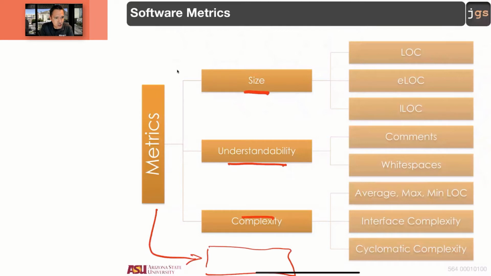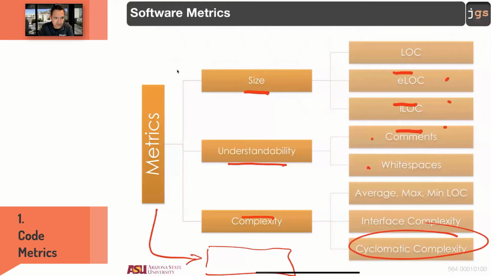For the source code, a quick review, things that you know. The size. In order to measure the size, you have lines of code, effective lines of code, logic lines of code. I need to be sure that you remember those 3. For the understandability, comments and white spaces. For the complexity, one particular metric, cyclomatic complexity. And I need to be sure that you remember the meaning of that and that you can calculate that one if I give you a particular source code. It's something that you're going to do in your exam. Calculate the metrics for a particular source code.